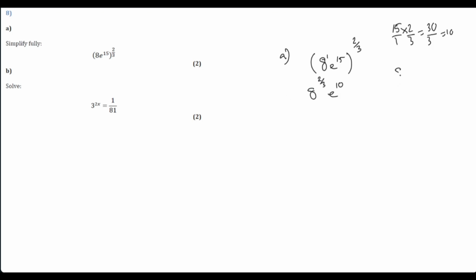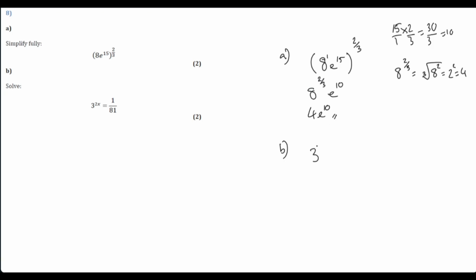Now 8 to the power of 2 over 3, similar to the last question, we can just deal with this very quickly. That's going to be a cube root of 8 squared. I will do the cube root first. So that would be 2 to the power of 2, which is 4. So this becomes 4e to the power of 10.